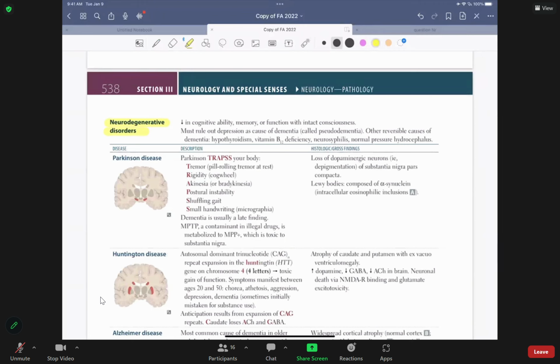There's no treatment or cure because it's degeneration. You can only manage it. Is that clear, folks? All right.